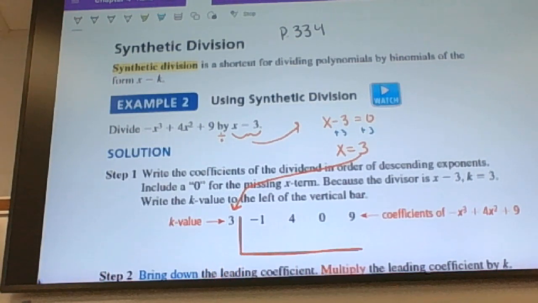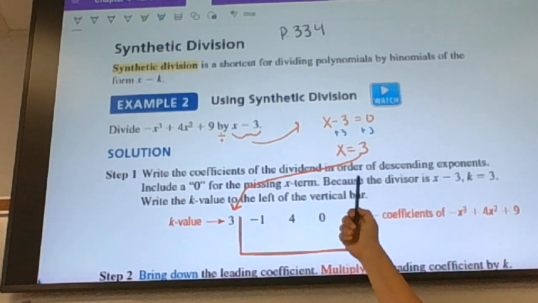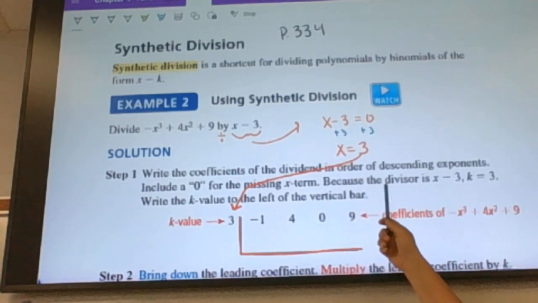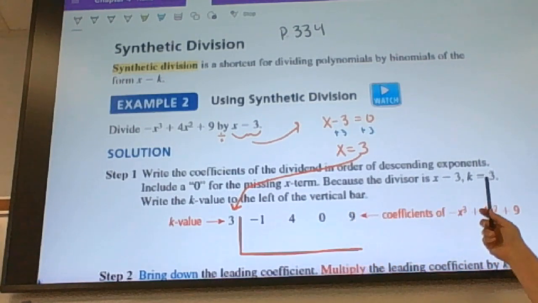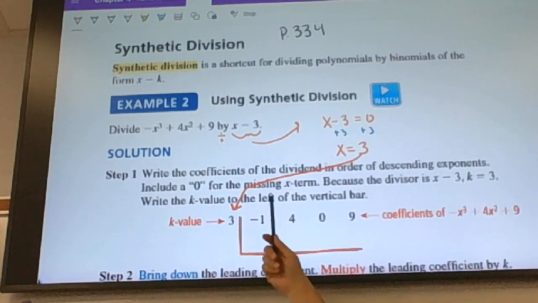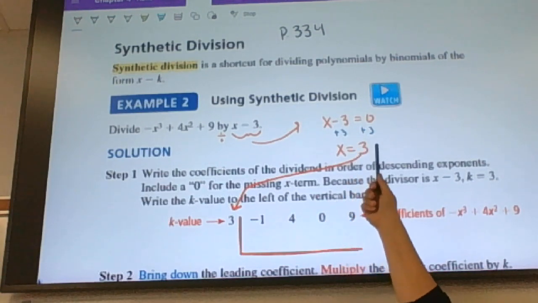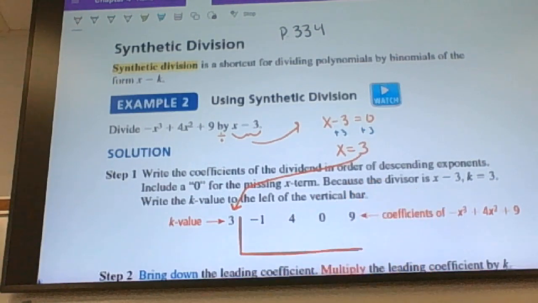Okay? Now, your book doesn't say set this equal to 0 and solve it. Your book says because the divisor is x minus 3, k equals 3. And they put a k value here. So personally, I think you should understand what's happened is that that's been solved. Set it equal to 0, solve it, put it there.